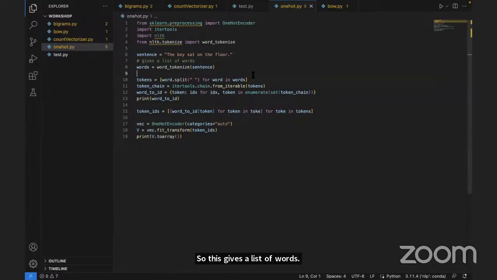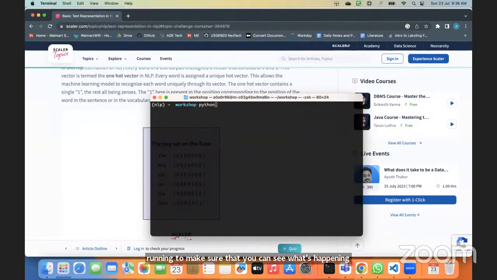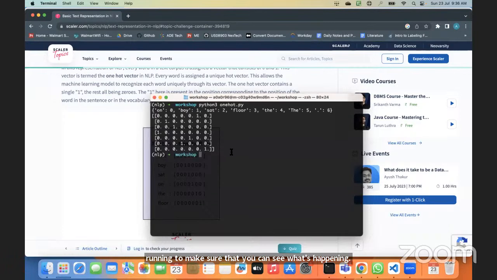And then what are we doing after this? Just run it to make sure that you can see what's happening. First of all, it created an index. This is what we call word to index. Word to index is nothing but a mapping of the words to indexes, so that instead of giving the words, we'll give numbers to the model. That's the only thing. This is a word to index dictionary that we have created using the frequency, by removing the repetitive words.